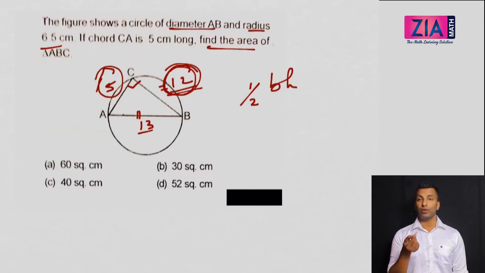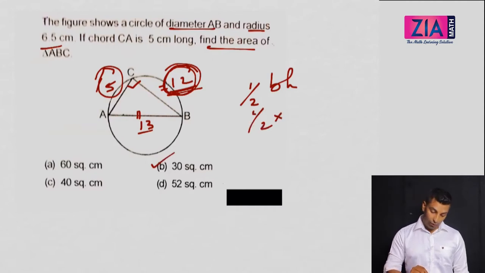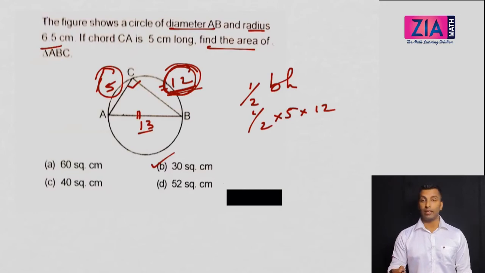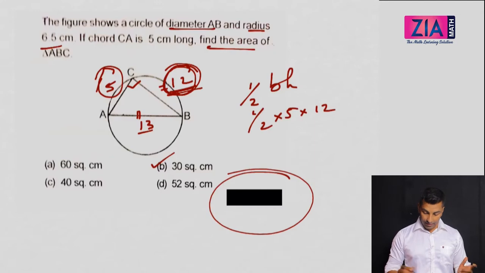Otherwise, I have also told you the method in which you can find the Pythagorean triplets faster, in our discussion on the chapter of squares. So you can apply that also, or here it is very simple. You get this as 12, so half BH gives half into 5 into 12, so 60 by 2, that is 30. Very easy question. I don't remember the year in which it was asked, but whatever it is, this was asked in some year.